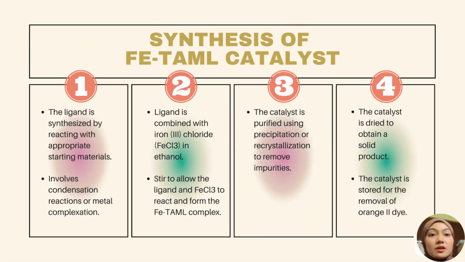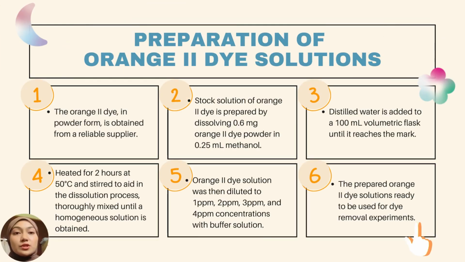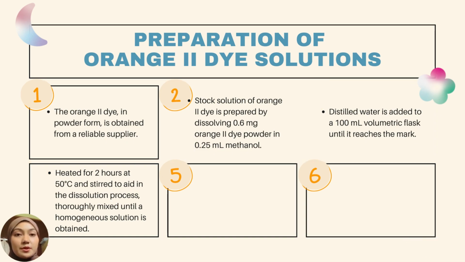The synthesis of homogeneous Fe-TAML catalyst involves the combination of TAML ligand and iron trichloride in ethanol to form the Fe-TAML complex. For the preparation of Orange 2 dye, the dye powder is dissolved in methanol, and the stock solution is diluted into 5 different concentrations to be used for subsequent dye removal experiments.